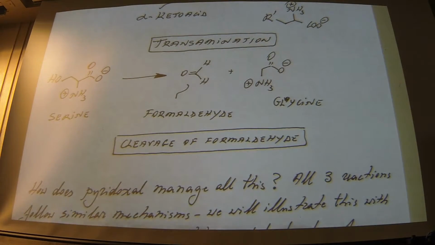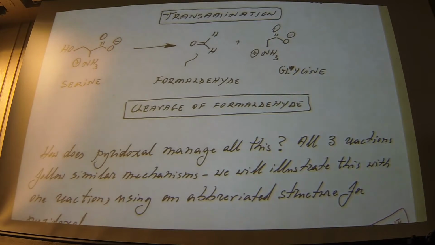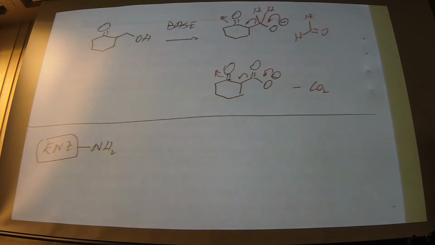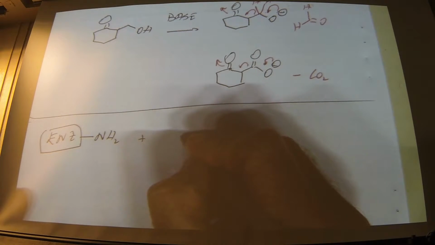So let's see how pyridoxal manages all of this. And the way it manages it is so simple, but it's really clever. So let's take a look. Okay, so you have the enzyme, and the enzyme has a lysine on it, which is an amino acid with a straight chain terminating in an NH2. And we're going to let this react with pyridoxal phosphate.